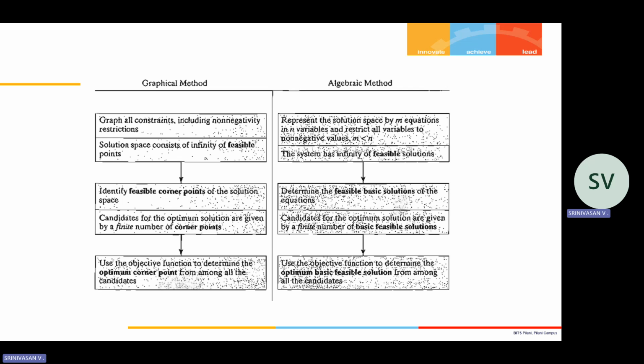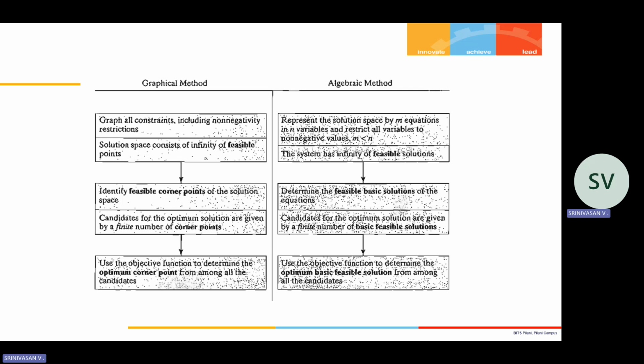Solution space consists of infinity of feasible points. Of course, we will not normally see that in the practical problems. You plot about 3-4 points, automatically you will get a straight line. And of course, for every value of x1, you will have a corresponding value of x2 from your straight line equation. You can plot the straight line. That's the reason it's given as infinity, but don't bother about it.